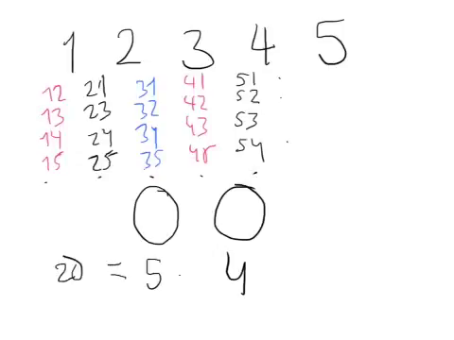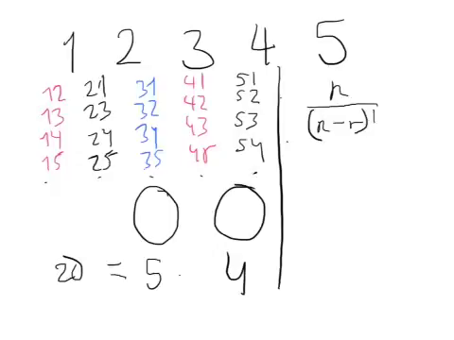Now there's a formula for this, which basically says, look, I have a number n of different elements to choose from. In this case, it's going to be 5. But because I'm only choosing 2, I'm going to just do 5 times 4. I'm only going to do it 2 times. So what I'm going to do is divide by n minus r factorial.